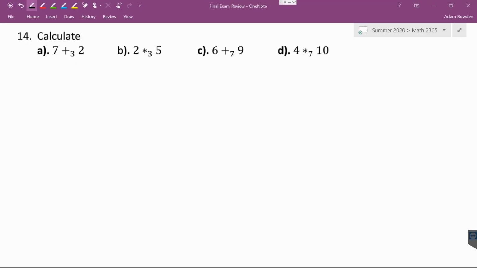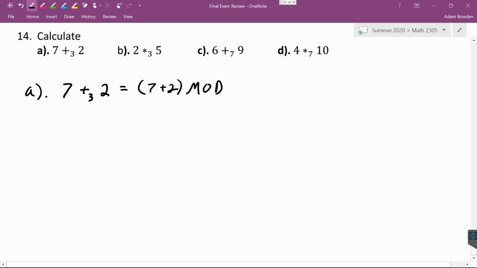Now here what we're looking at is the notation for arithmetic and multiplication under modulus operator. And so let's take a look at this one that says 7 plus 2, but under mod 3. So what that tells me to do is take 7 and 2 and add it together, and then take mod 3. And the mod 3 operator, what it means is to take the remainder after dividing by 3.